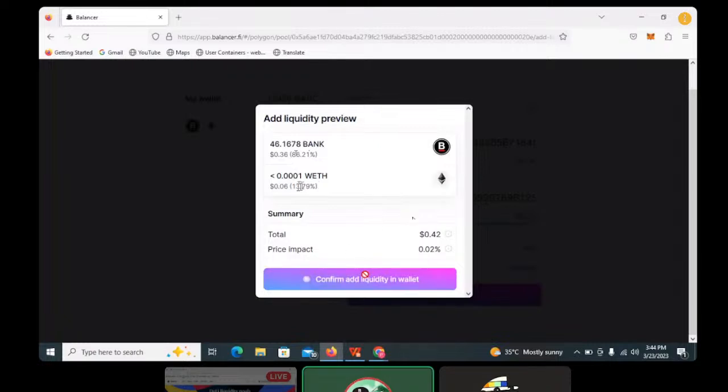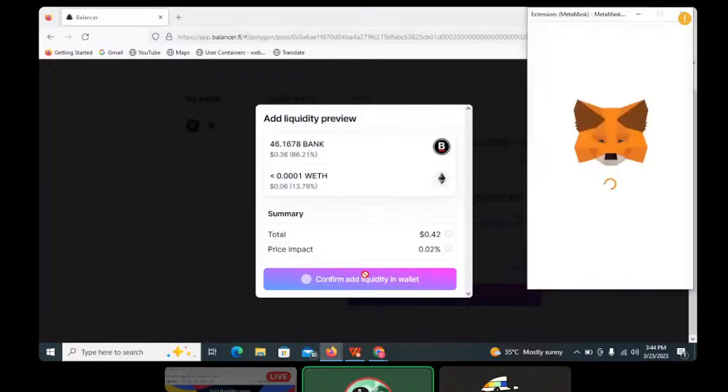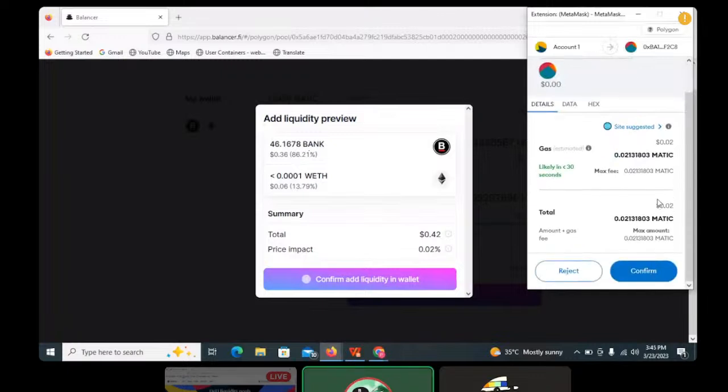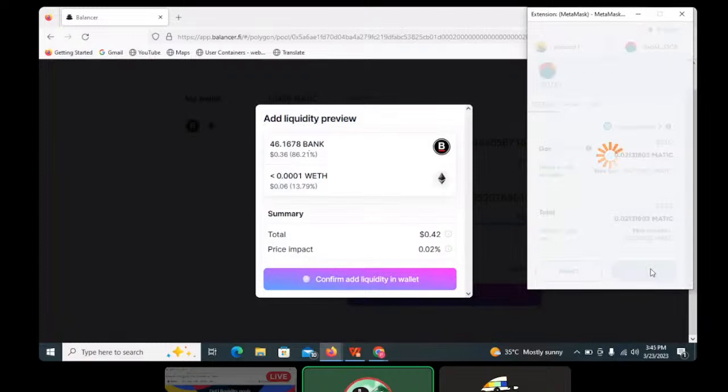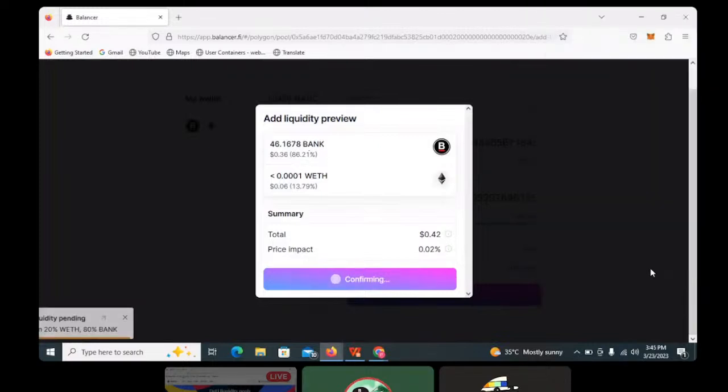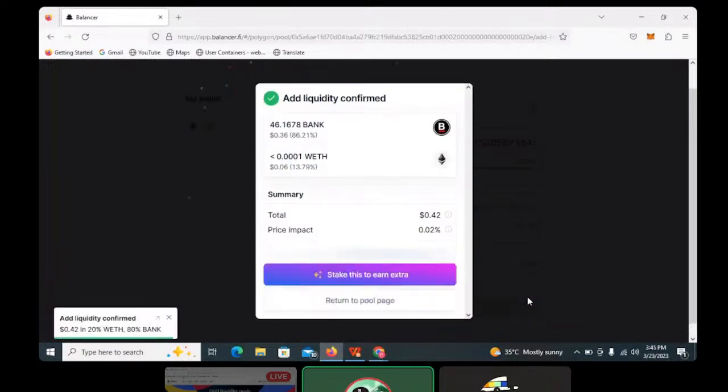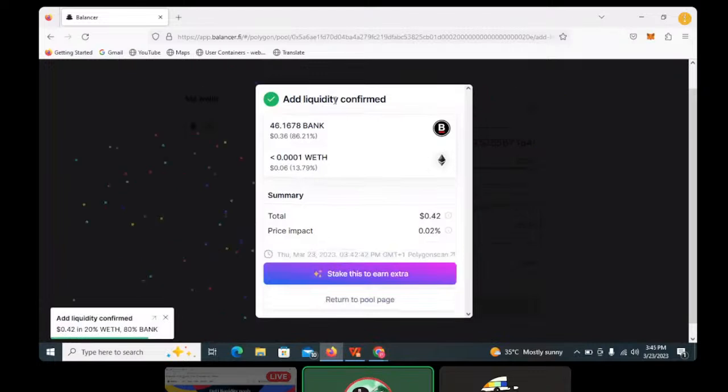Right, so I'm tapping on add liquidity, and then it brings up a confirmation from your MetaMask. You're going to confirm that you want to add this liquidity. You can see that pop up right there. It's going to take some gas, and we're spending 0.0213 Matic. Once you confirm, you can see this notification: adding liquidity. Once it's confirmed, you get notified. Liquidity confirmed.